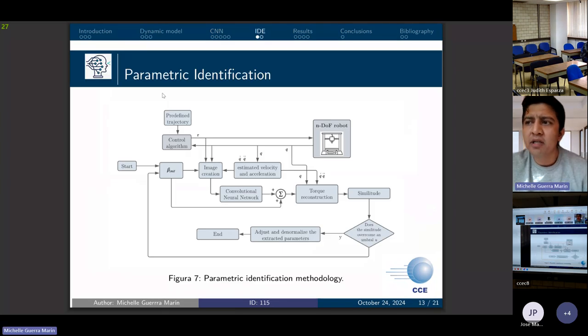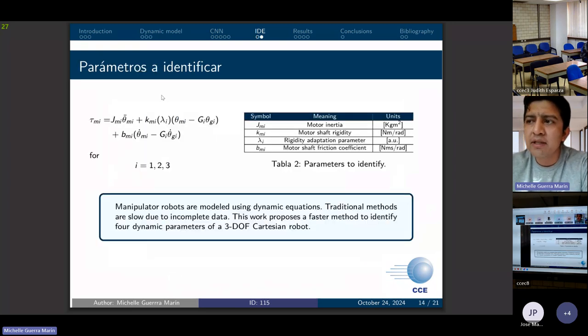Okay, the following images show the method to identify the system parameters using the values from the trained neural network. For this research, we decided to identify the following four parameters: motor inertia, motor rigidity, adaptation parameter, and motor shaft friction, as these are associated with the motor and the shaft.